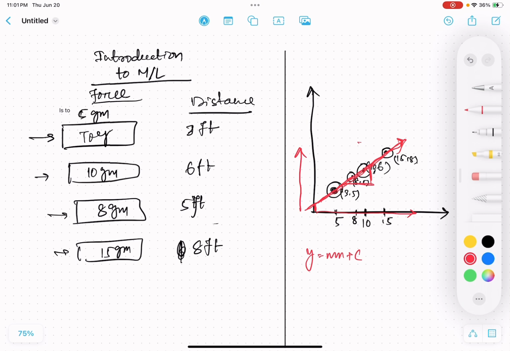And then later we can ask the computer, if I apply 30 grams of force, how far will the toy car move?